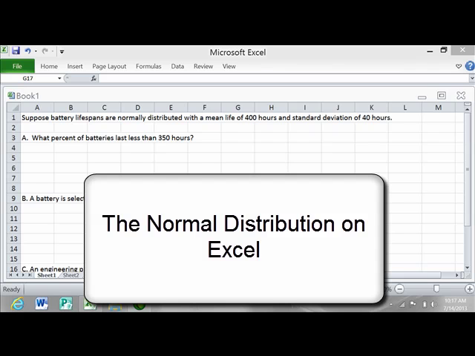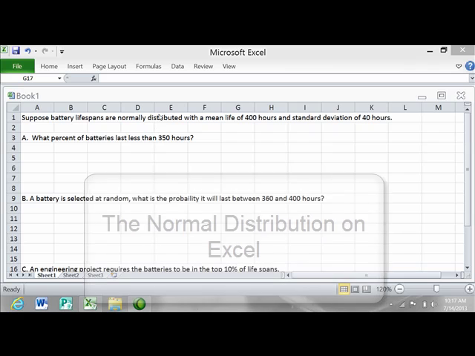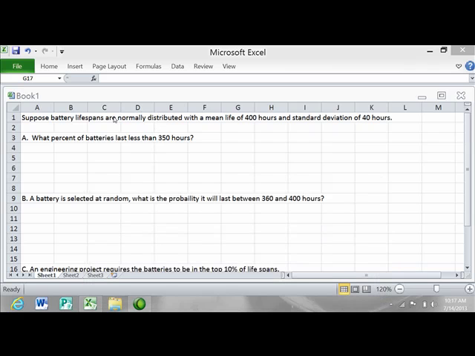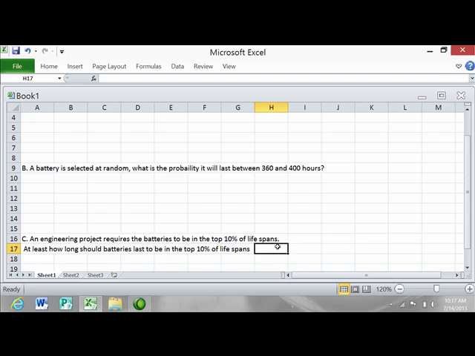Okay, in this problem we're going to look at the normal distribution and how to solve problems using Excel. The question says, suppose battery lifespans are normally distributed with a mean of 400 hours and a standard deviation of 40 hours. What percent of batteries last less than 350 hours? That's part A. And then a battery selected at random, what is the probability it would last between 360 and 400 hours?